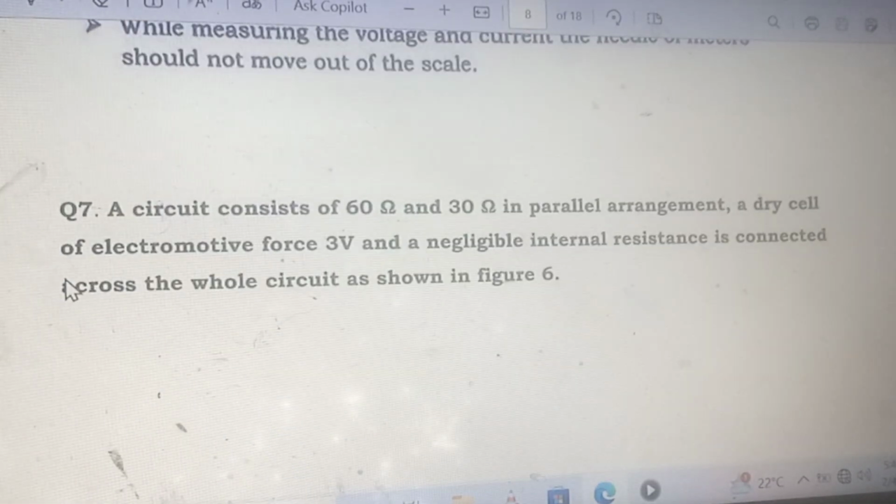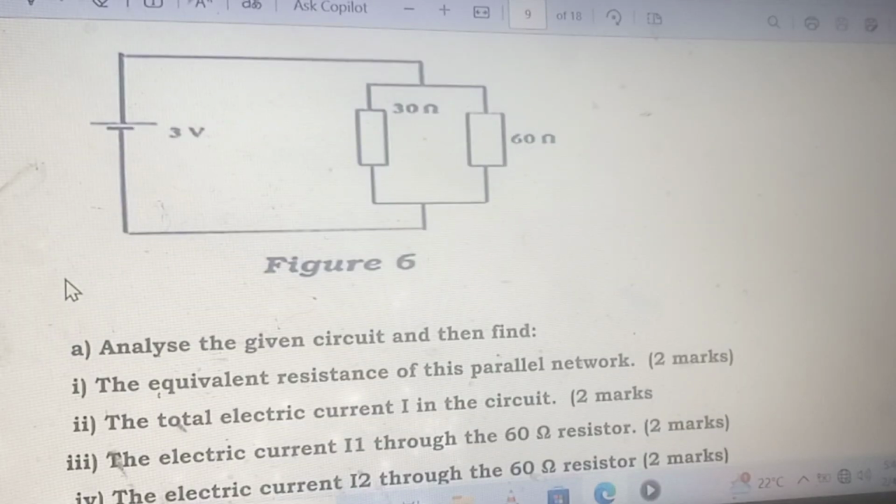According to the equation, the equivalent resistance of these resistors connected in parallel is equal to 1 over resistance 1 plus 1 over resistance 2, because they are connected in parallel.